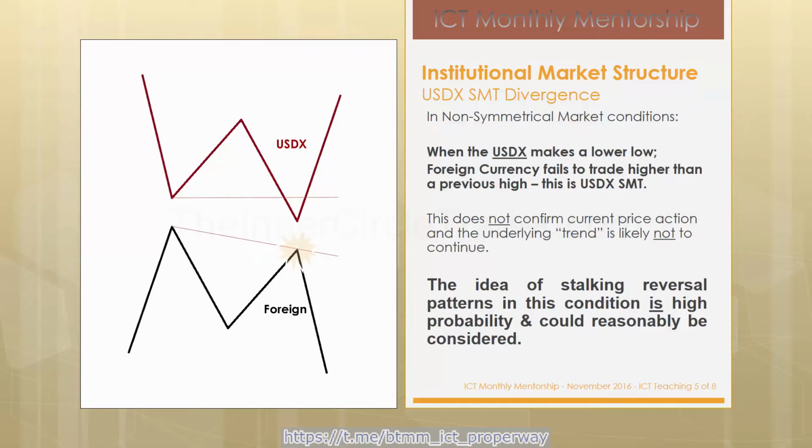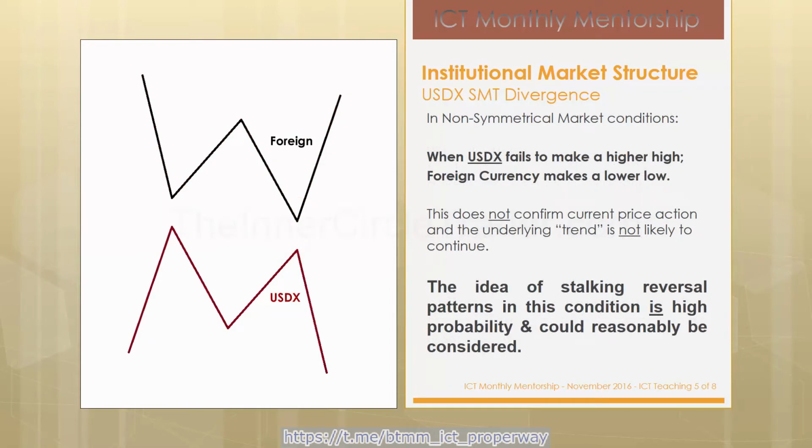However, the idea of stalking reversal patterns in this condition is high probability and could reasonably be considered. That lower low on foreign currencies is indicating that the dollar index is most likely going down below a previous low to do what? Wipe out the sell stops, accumulate new buying, and the rally should ensue on the dollar. If the dollar is going to rally, that means there's going to be downward pressure in foreign currencies, and it's already shown itself in the form of weakness by having a failure swing in the foreign currency making a lower high.